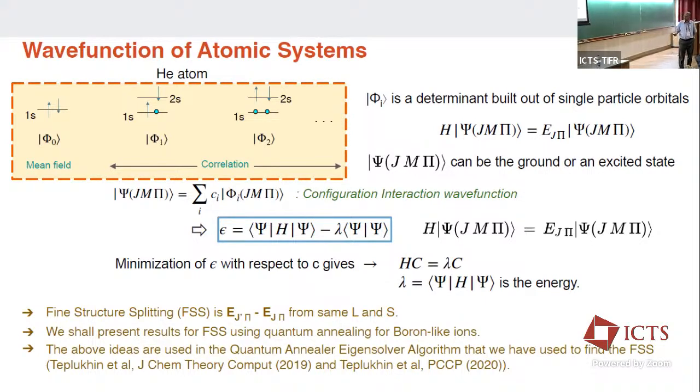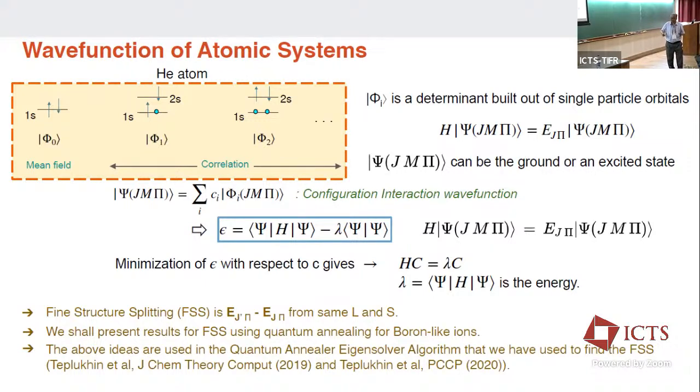They have the same L and S. Now, we'll present results for fine structure for boron-like ions. And the quantum algorithm that we use is called the quantum annealer eigensolver.